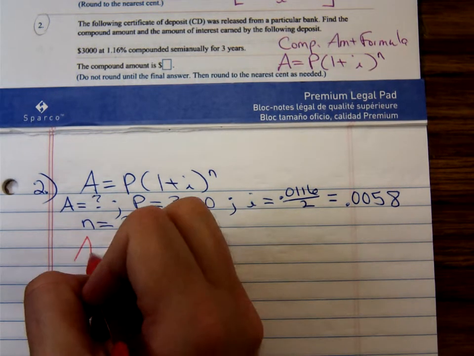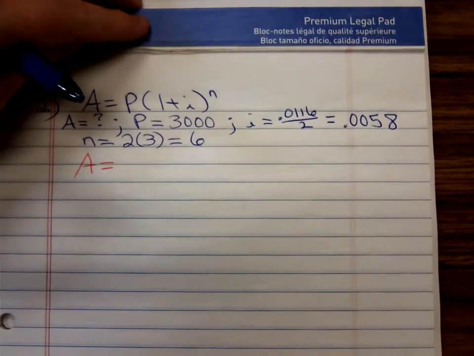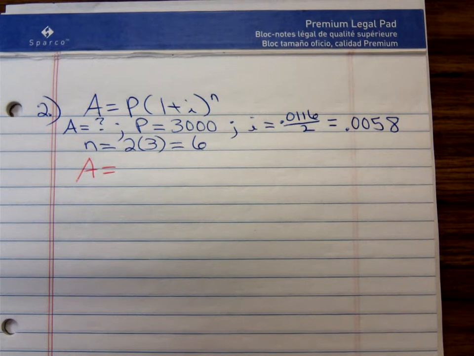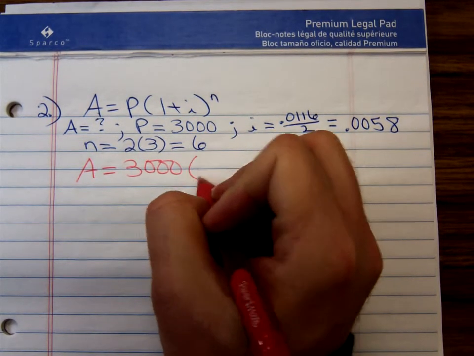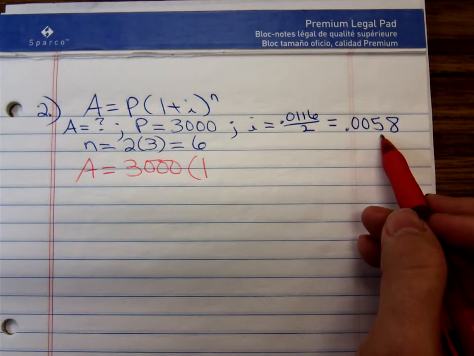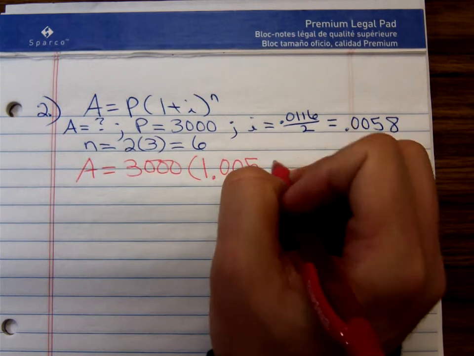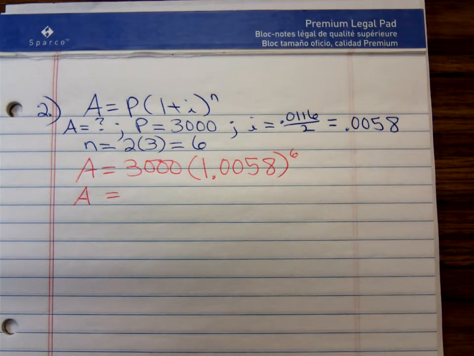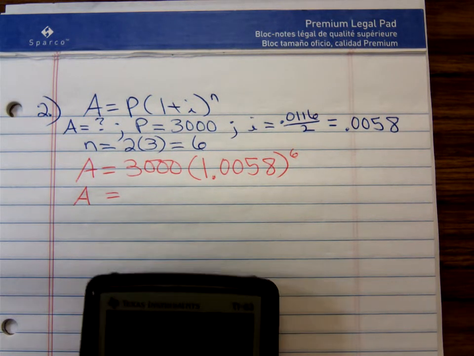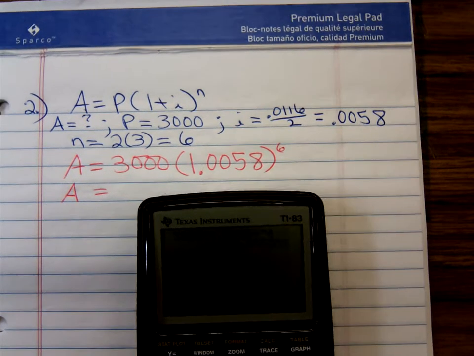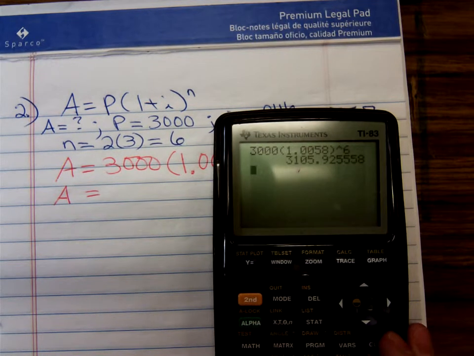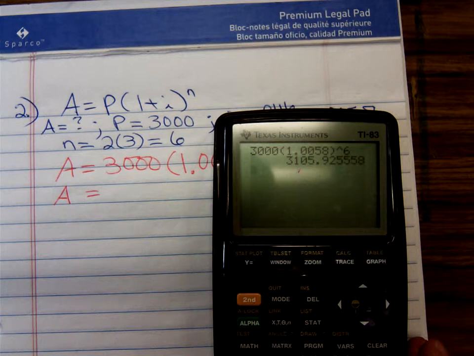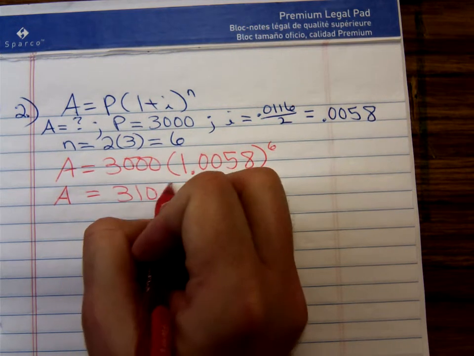So A equals, let me move my paper up now. There, I have all the information I need. A equals, P is 3,000, 1 plus I, 1 plus 0.0058, that's just a 1.0058 to the 6th power. Punching that into our calculator, what are we getting? We're getting a black screen. Let me see if I can get somewhere. I'm getting 3105.93.